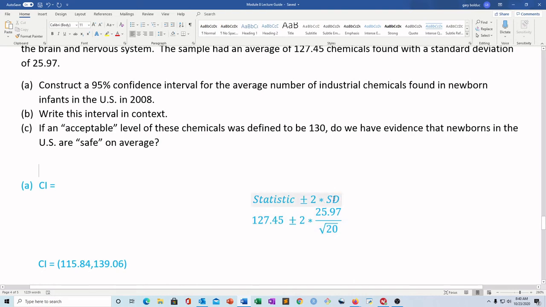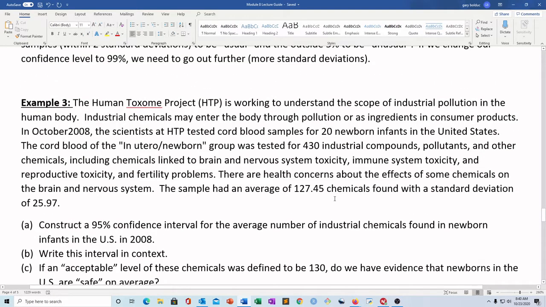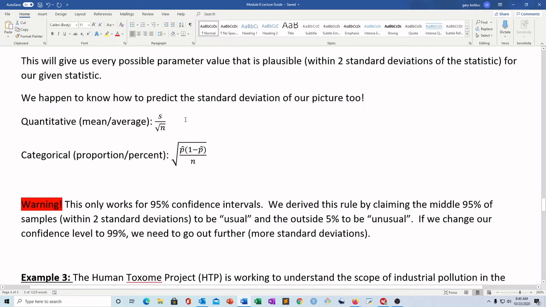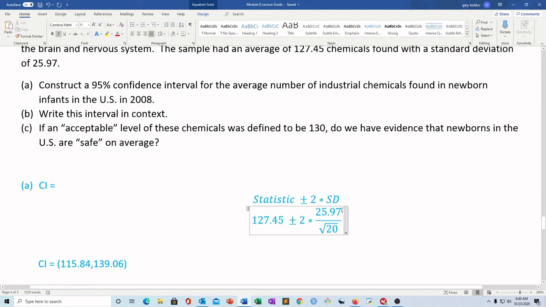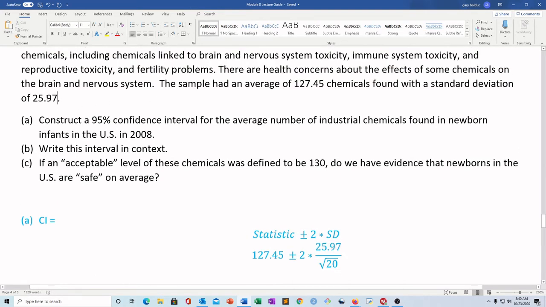And then the SD here, the standard deviation, is given by the formula. Which formula? Well, it depends. Are we quantitative or are we categorical? I see the word average. I go, we're quantitative. So I use this formula right here. I'm going to grab this formula, hold on to it, drag it down: little s over the square root of n. What's little s? It's our sample standard deviation. Okay, that's right here. What's n? It's our sample size. How many babies or newborns did we measure from? Well, we measured from 20.